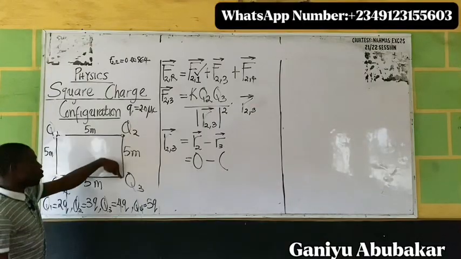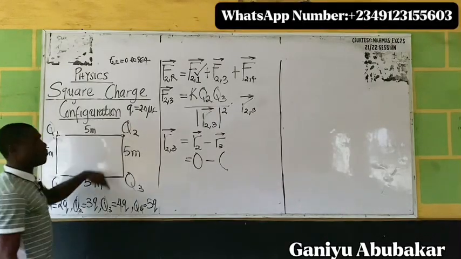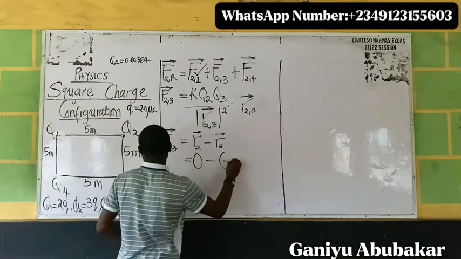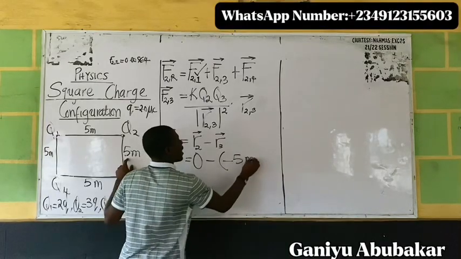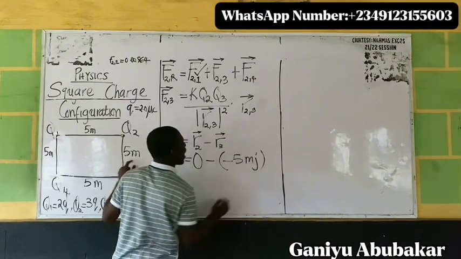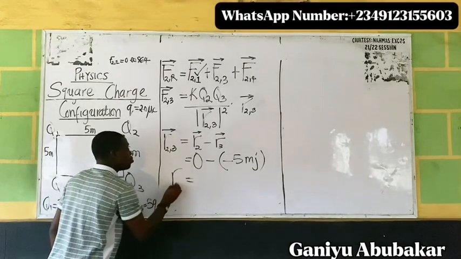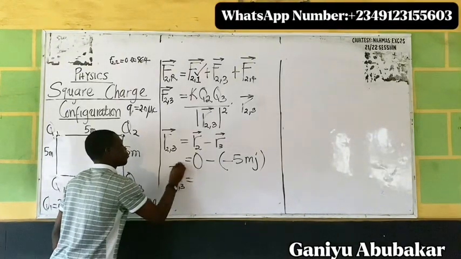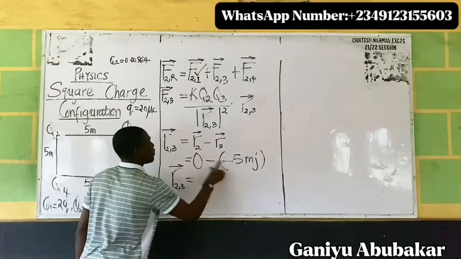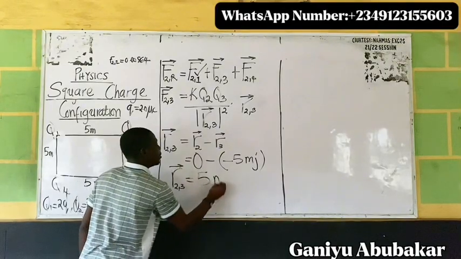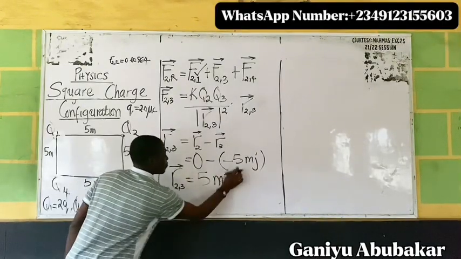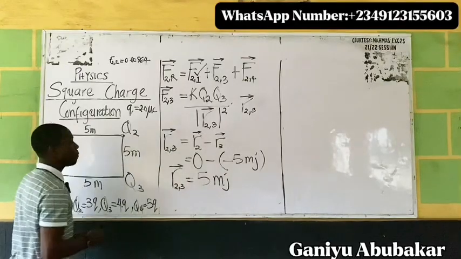I'm going downwards. Downward becomes negative of Y, negative 5 meters for Y. That becomes J. Here now, the value of R23 will be given as plus 5 meters J as my answer.